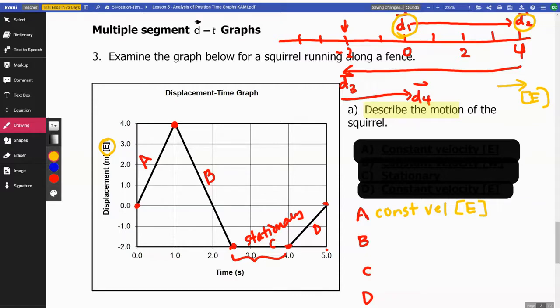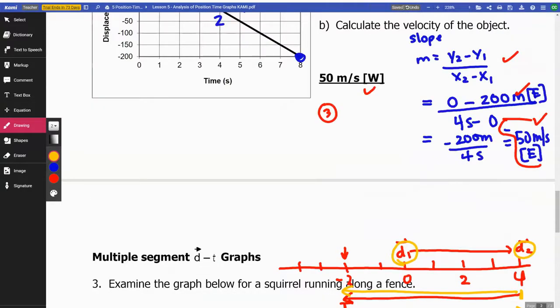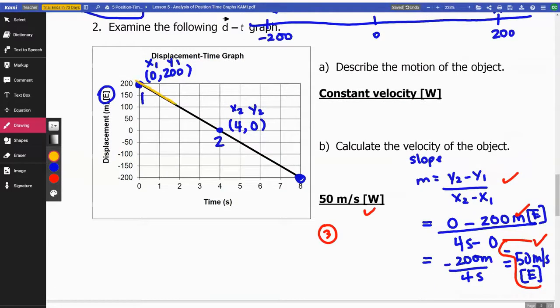Part B now goes from 4 all the way to negative 2. Okay, I'm still traveling in a straight line. This is still a straight line. So similar to this last question, when it's still a straight line like this, it is still going at a constant velocity.